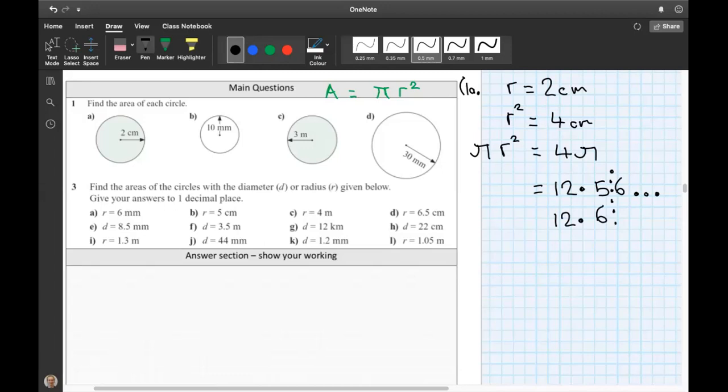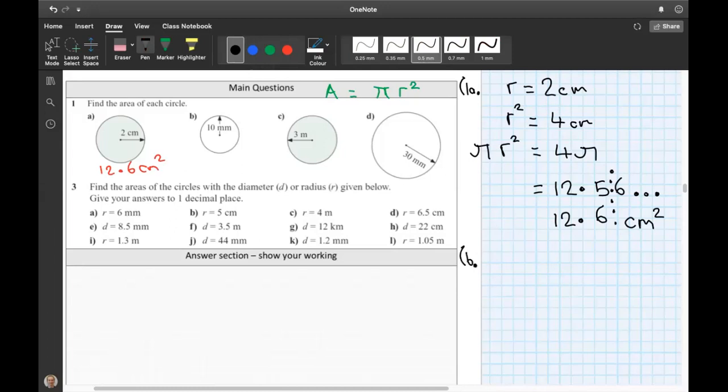Our units in the question were centimetres. That was your radius, so you found the area. It's going to be centimetres squared. Just write that down here. We had 12.6 centimetres squared. Okay, let's have a think about the next one.